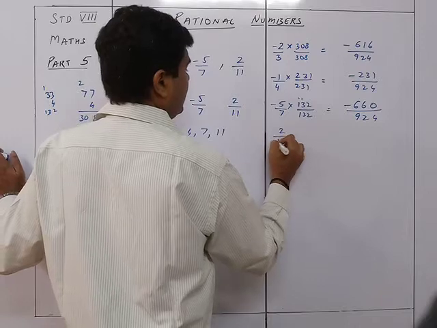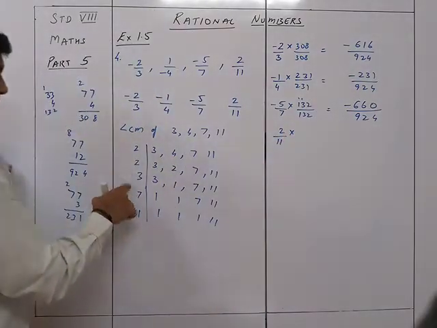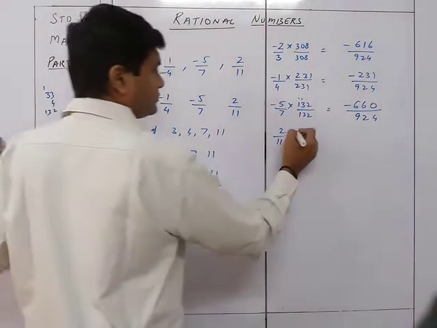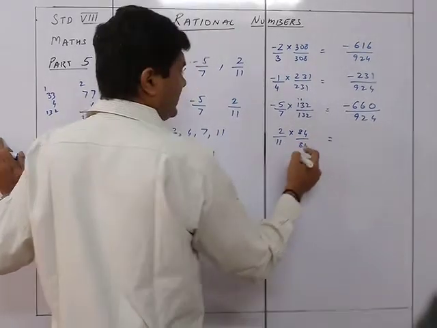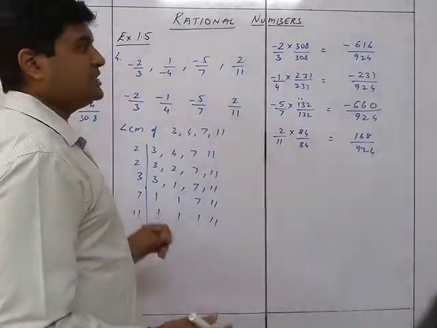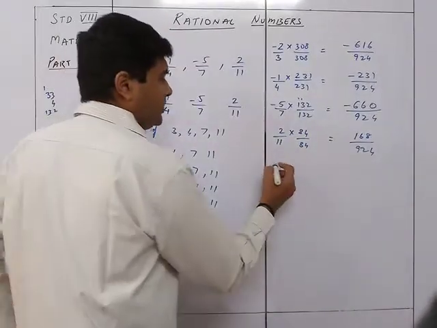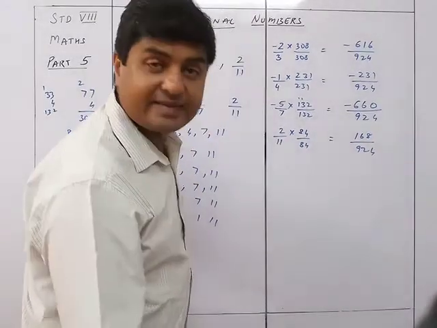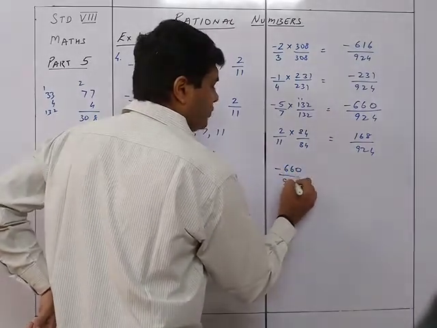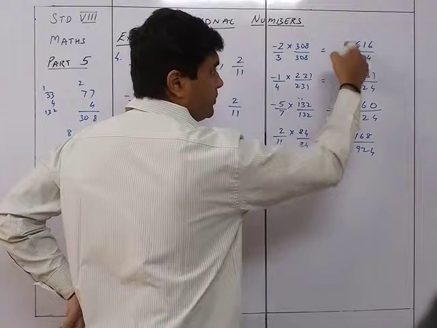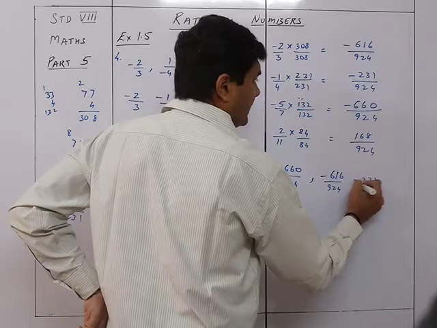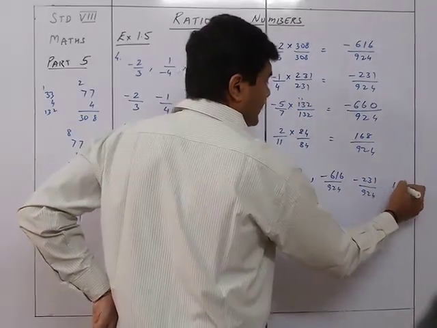Finally, it's 2 upon 11, and 11 into 84 is 924, so 2 into 84 is 168. So it is 168 upon 924. Now you know which of these is the smallest. Of course, we want it in ascending order, so the smallest one will be minus 660 upon 924, the next one will be minus 616 upon 924, then minus 231 upon 924, and finally 168 upon 924.